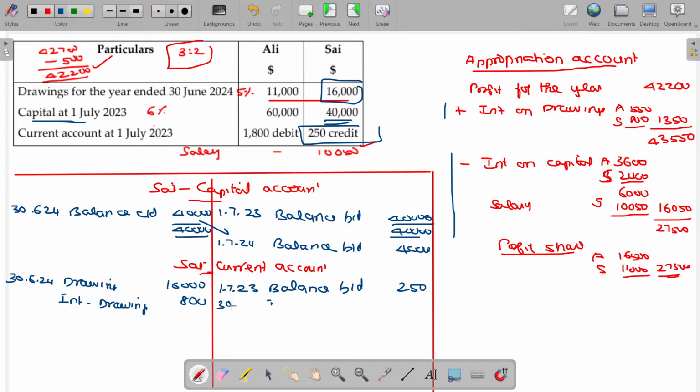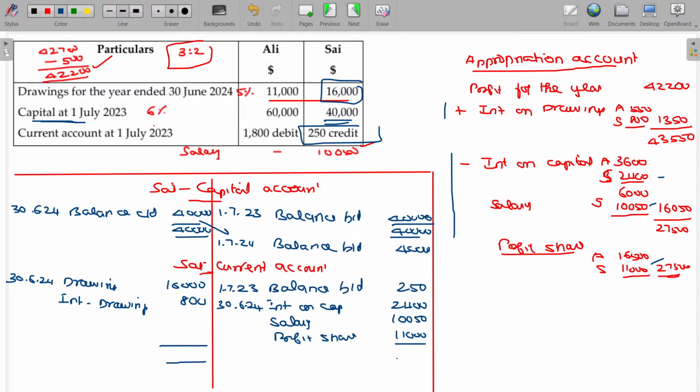So 30th June 24, the year end only, we go for appropriation. So interest on capital for Sai 2,400, salary 10,050, profit share for Sai 11,000.